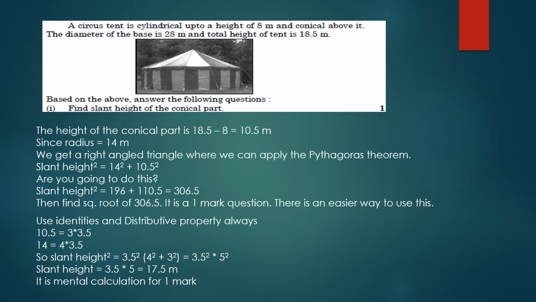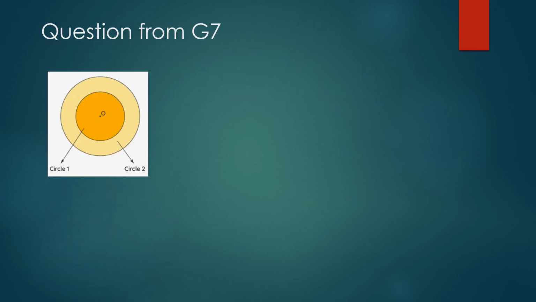That is 5 square. You don't need to square anything because it is slant height square. You have to find the square root. What is the square root of this finally? Plain 3.5 into 5. There was no need to do any complicated calculation as was done above. This is a mental calculation question. It's just 1 mark. CBSE expects you to do it like this. That is the reason it's been given only 1 mark.